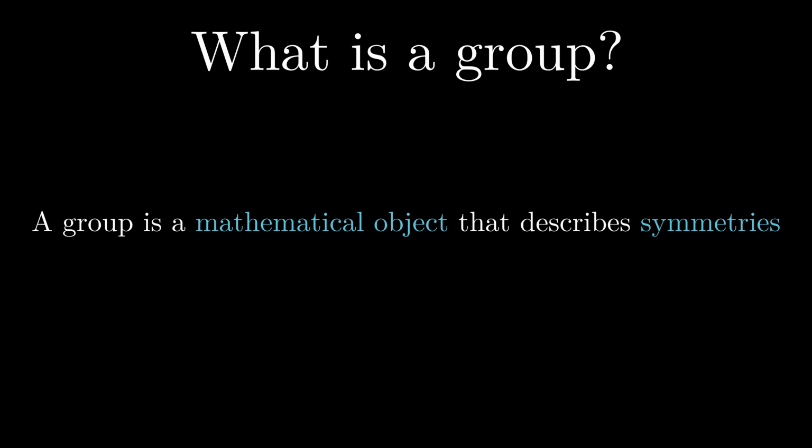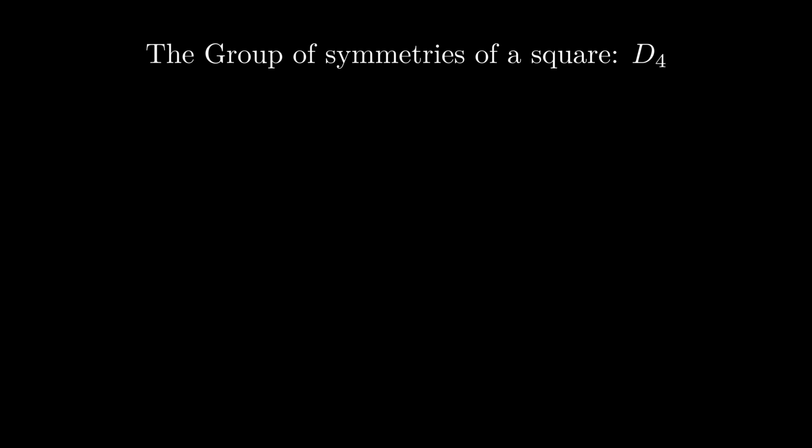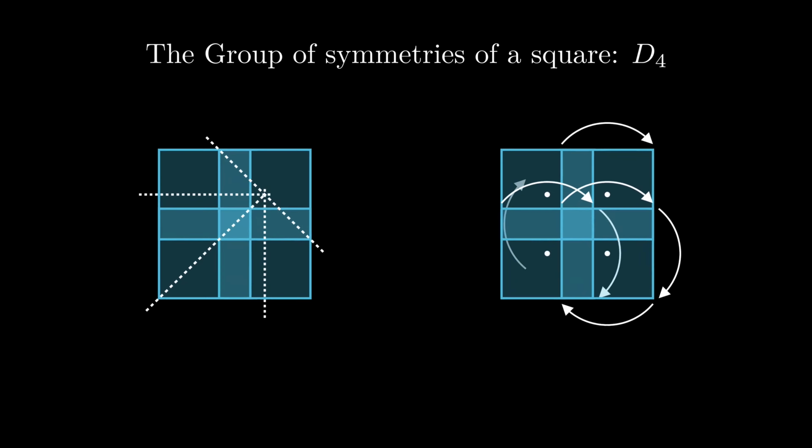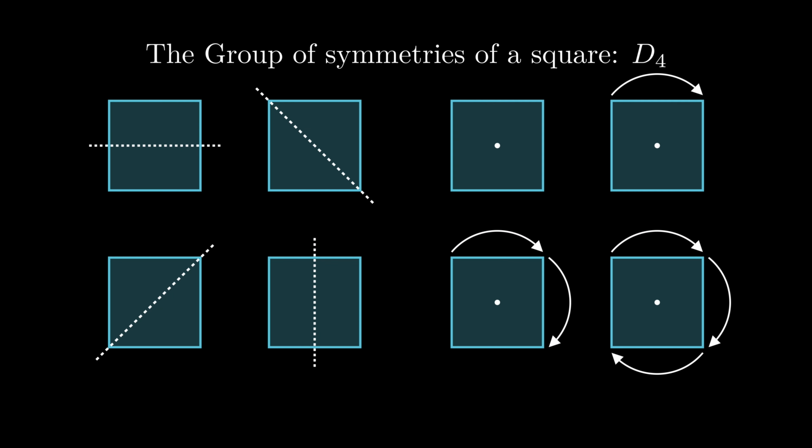We'll look at the group of symmetries of a square, which is sometimes known as D4. D4 consists of reflections and rotations. Let's look at a picture of all the 8 things we can do. On the left-hand side, we see we have 4 reflections, and on the right-hand side there's 3 rotations and 1 more, doing nothing. Doing nothing is a symmetry because the object remains unchanged, invariant.